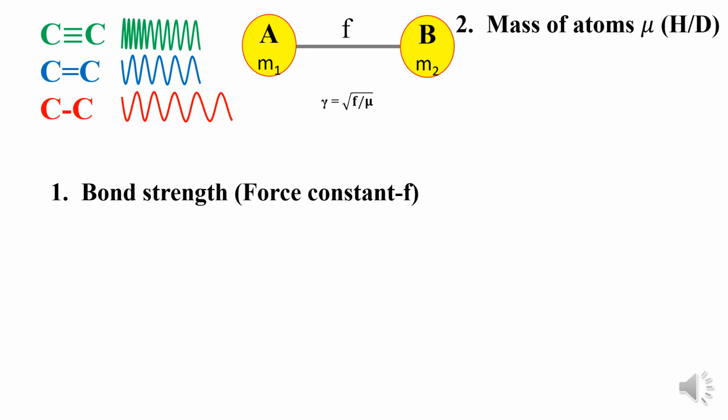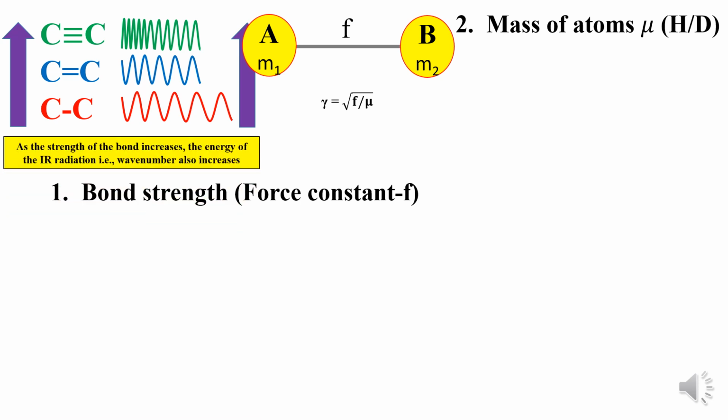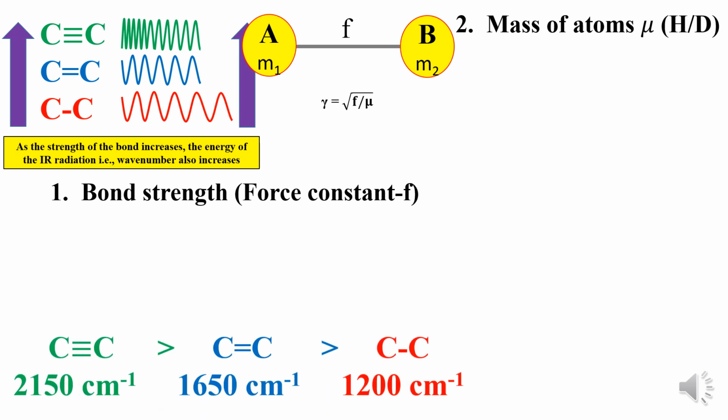As the bond strength increases, the wave number of the IR radiation required to bring about the bond vibrations also increases. It has to be more. So as the bond strength increases, the energy of IR radiation or the wave number also increases in order to bring about the stretching of that particular bond.